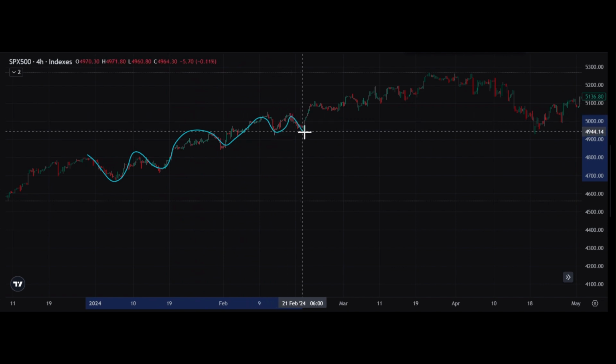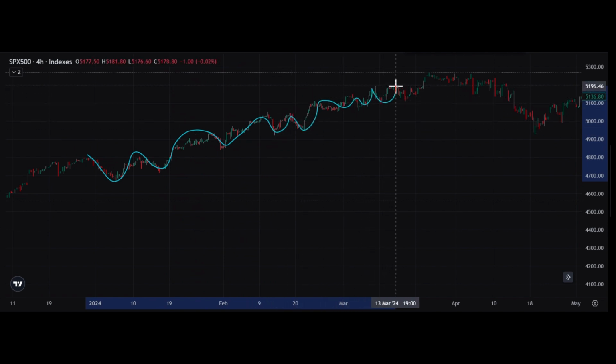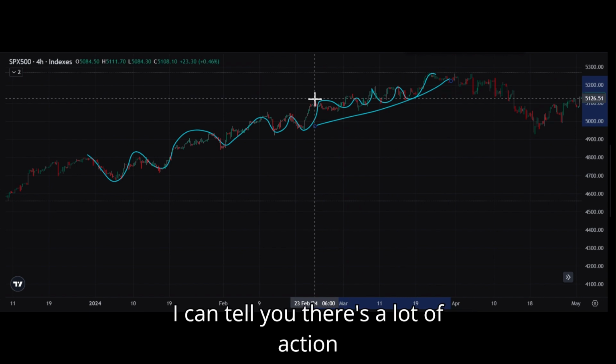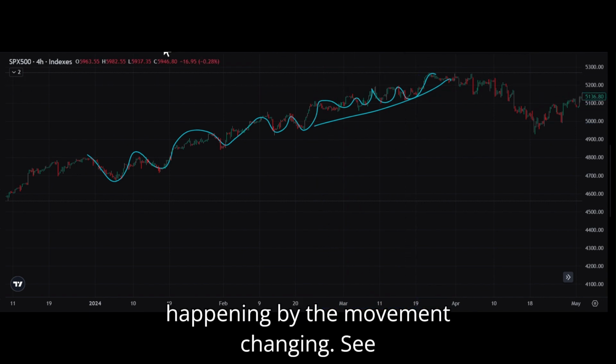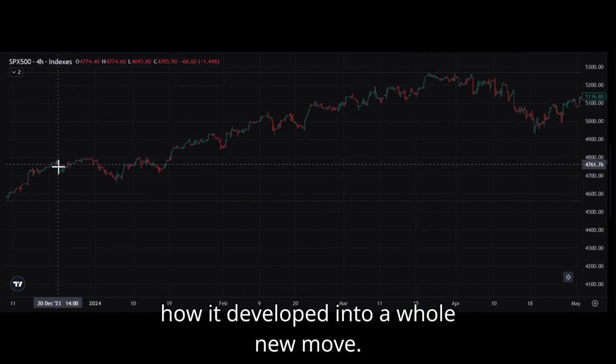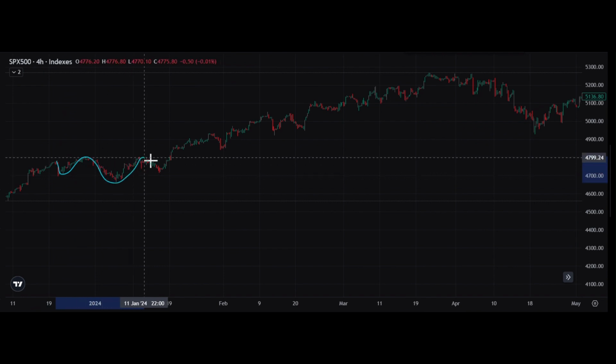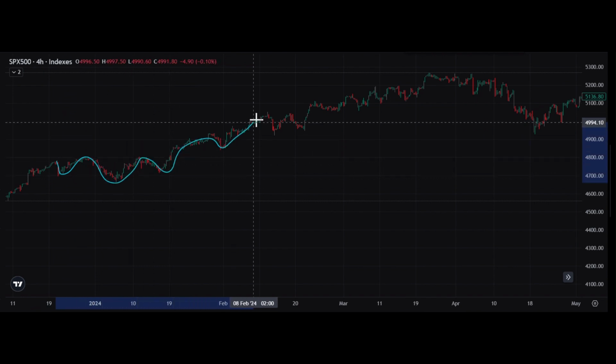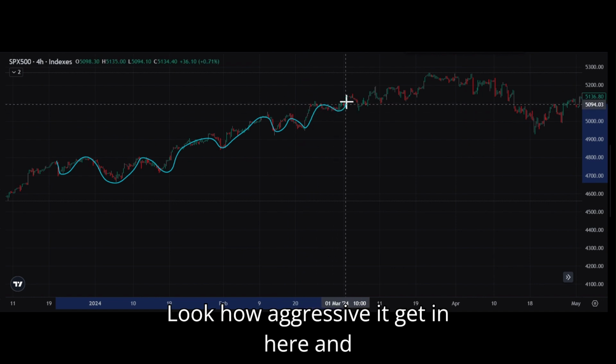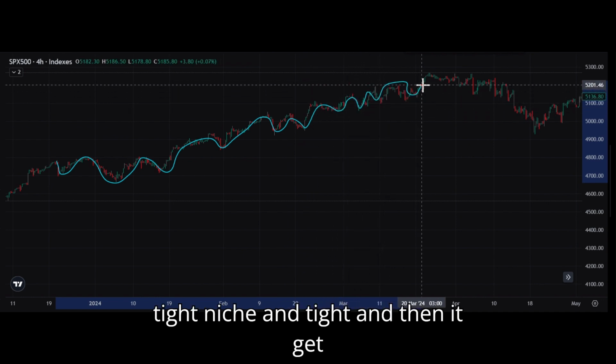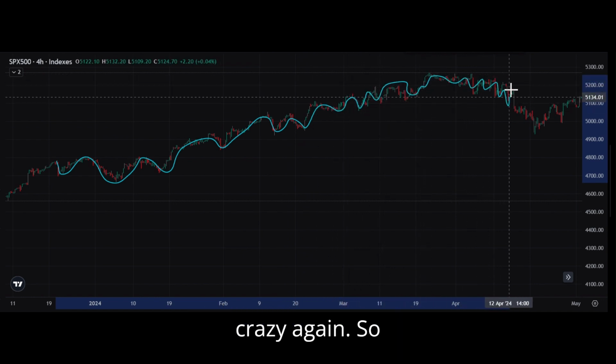You see that? Even that area right there can tell you there's a lot of action happening by the movement changing. See how it develops into a whole new move. Look how aggressive it gets in here, tight, and tight. And then it gets crazy again.